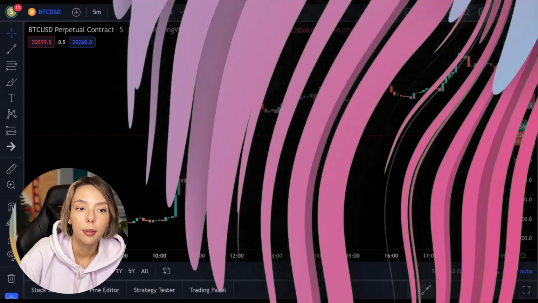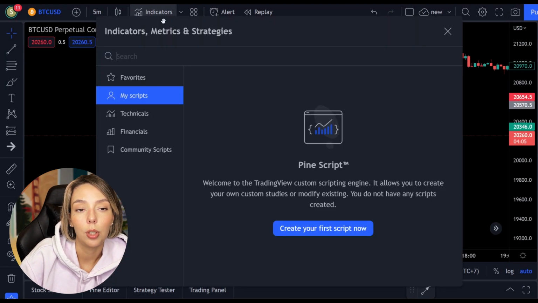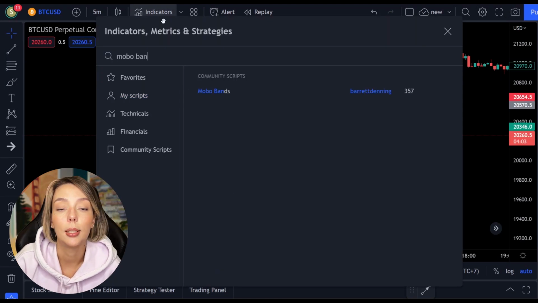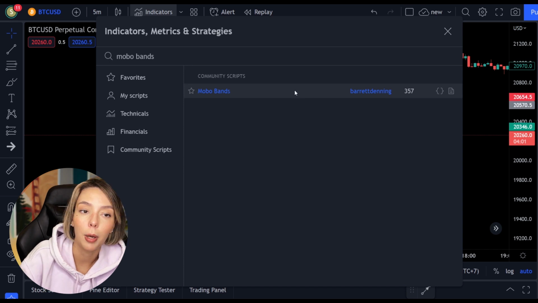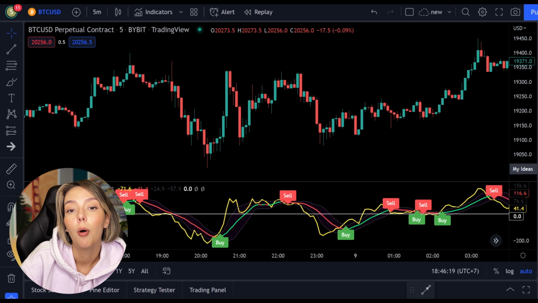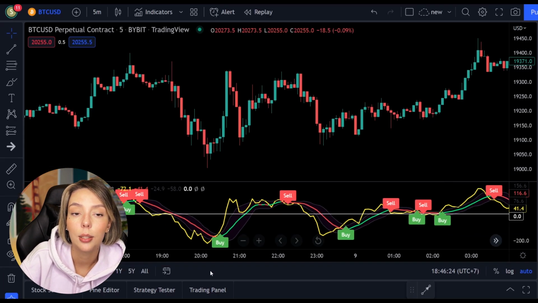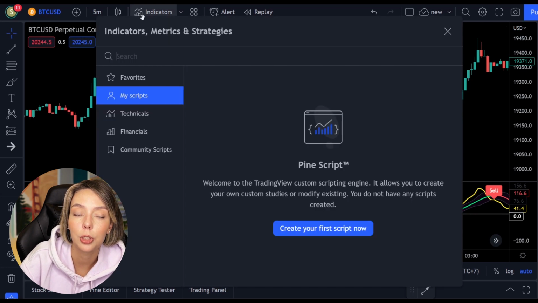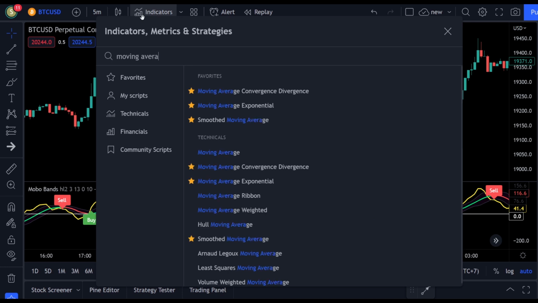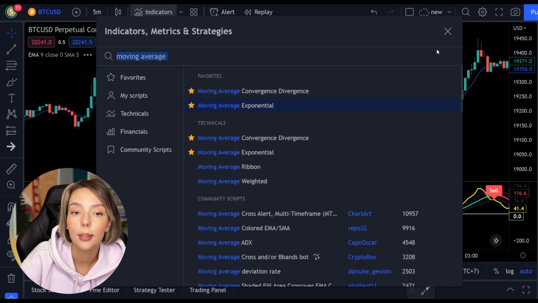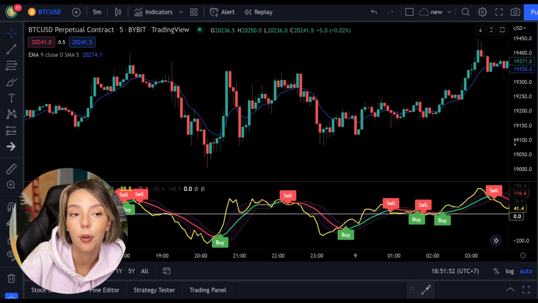The indicator used for this strategy is called the mobile bands indicator. Enter mobile bands and click on it. The mobile bands indicator is going to help us open a buy or sell position at exactly the right time. In addition to the mobile bands indicator, we will also use the moving average exponential indicator. This indicator is going to help us find the right trend so we know where to open buy or sell positions.